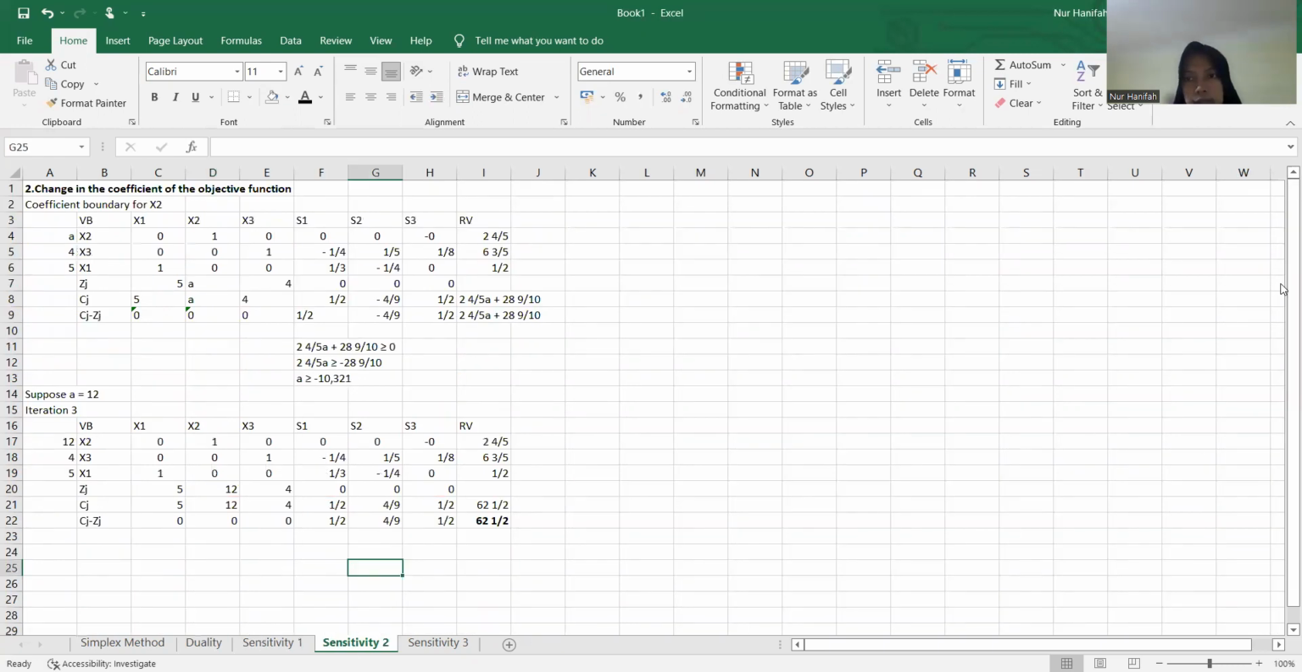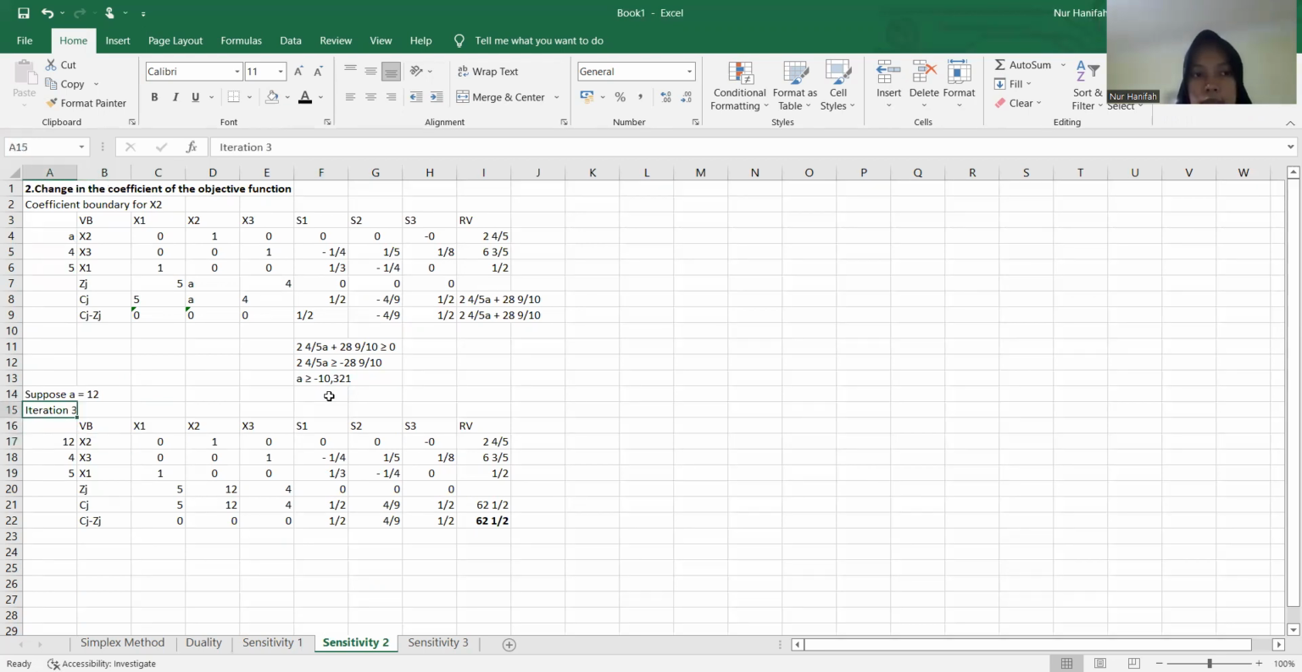And then the next case, change in the coefficient of the objective function. I take the coefficient boundary for x2. In here, I suppose the coefficient of x2 becomes a, and then we do the iteration. And then we get the result the same way as in the sensitivity before. We get a is greater than or equal to -10.321, and we can suppose a is equal to 12.